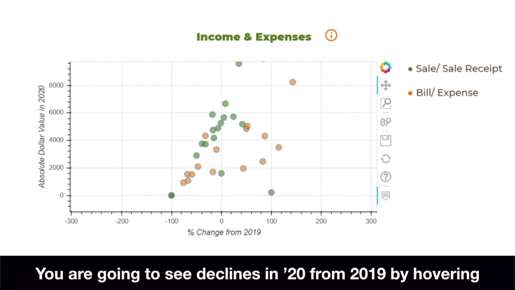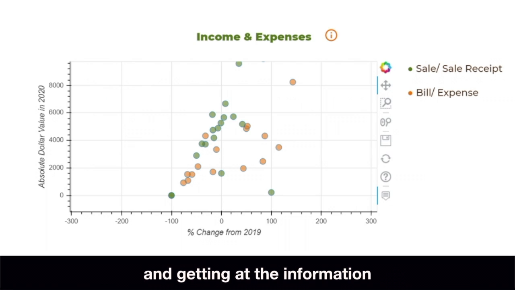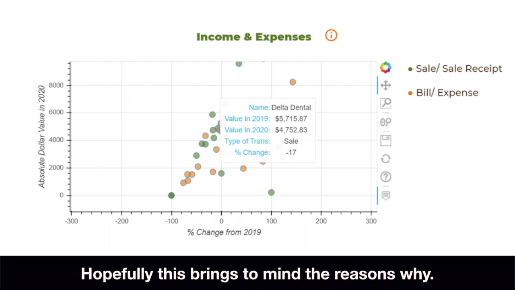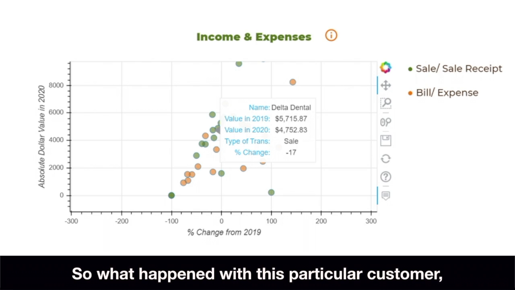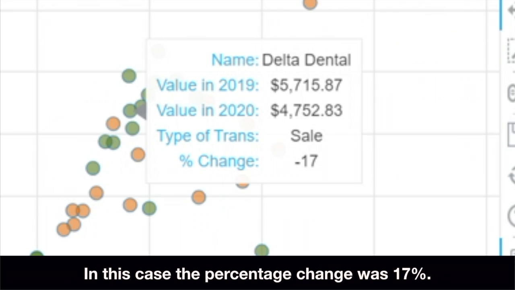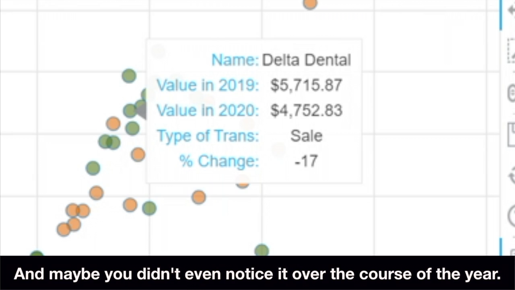You are going to see declines from 2019 by hovering and getting at the information on each of these specific customers. Hopefully this brings to mind the reasons why. So what happened with this particular customer? Why did they go down? In this case, the percentage change was 17%. You don't want to see any decline, but that's a reasonable decline. And maybe you didn't even notice it over the course of the year.